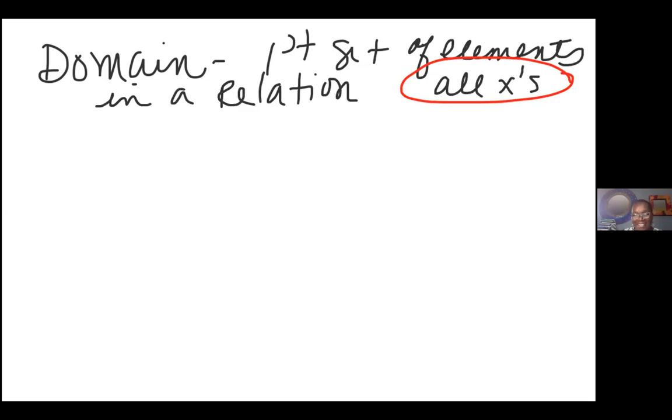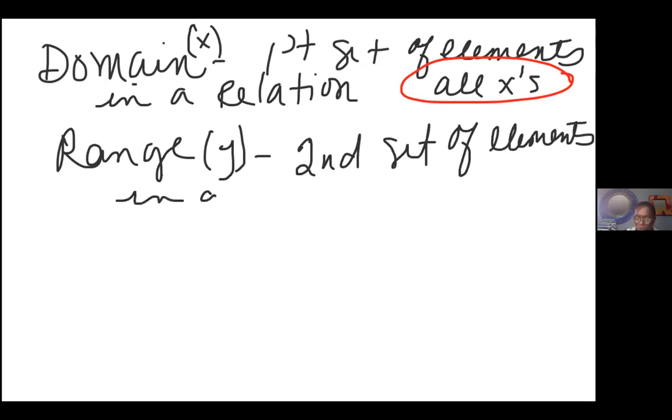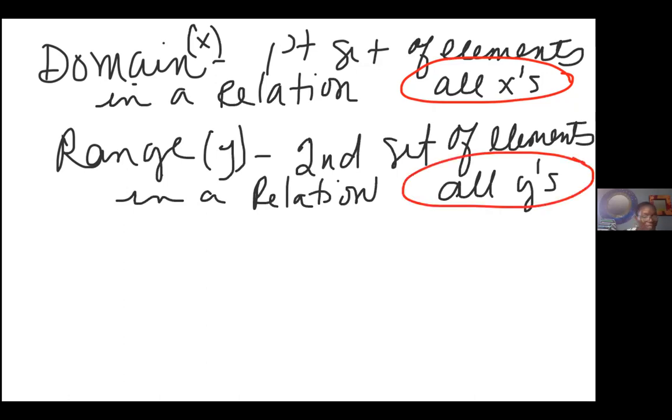So all the x's, guys. Now, the domain is next. I mean, the range is next. When we talk about the range, guys, here, let me put x over here for domain. And for range, we're just going to put y on here so you guys can remember this. This represents the second set of elements in a relation. So when we talk about the second set of elements in a relation, you could refer to them as all the y values, all the y's, guys. So this is a quick and easy way to remember this.